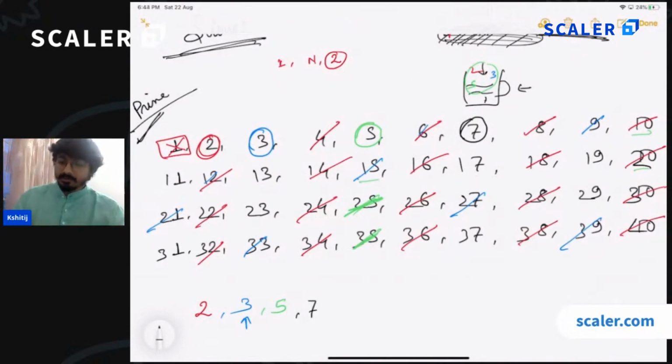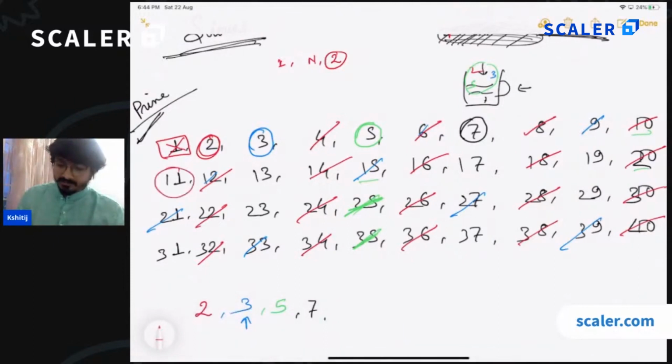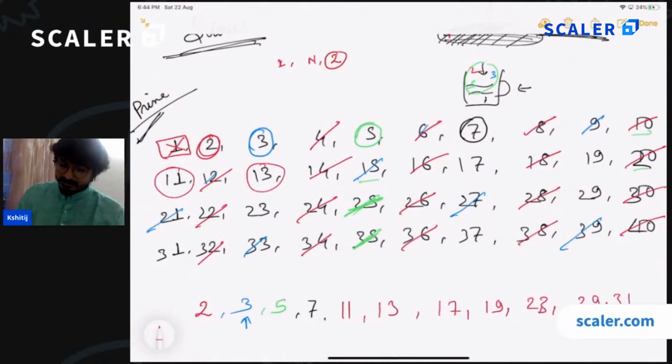And all the multiples of 7 will also be removed. So now 14 is gone, 21 is gone, 28 is gone. All the multiples of 7 have already been removed. What is the next available number that we have? Now we have 11. So 11 becomes the next prime number, and all the multiples of 11 have already been removed. Then we have 13, 17, 19, 23, 29, 31, 37.